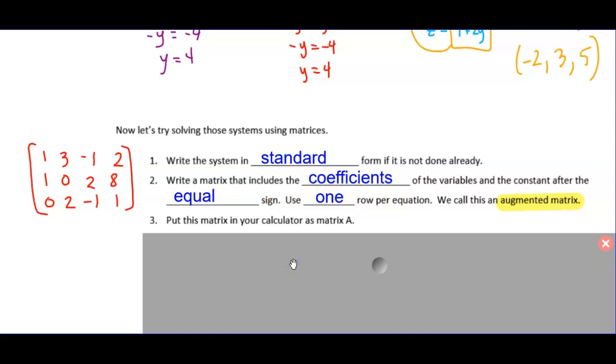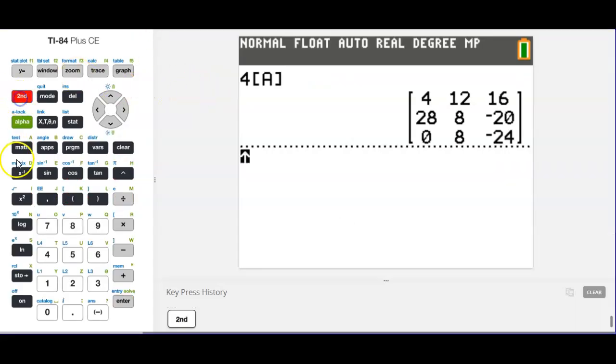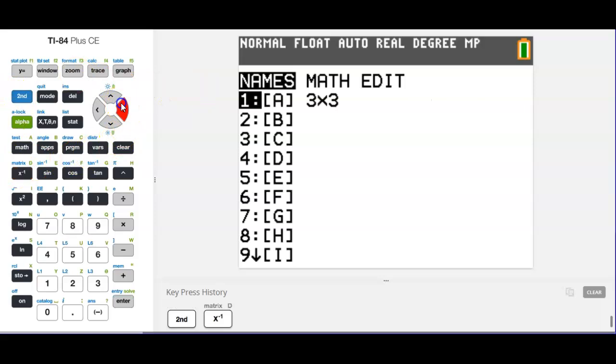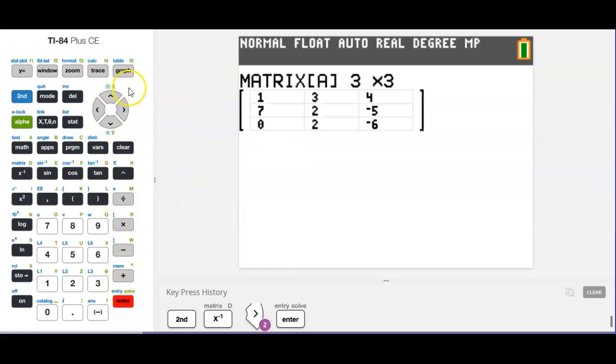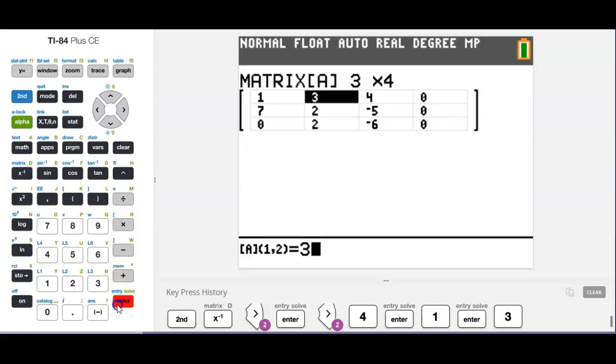So we need to enter that matrix into the calculator as matrix A. So I'm going to go do that now. So I go second matrix, go over to edit and edit matrix A. This is now going to be a 3 by 4. So I edit that, and then I can just put my new entries in. So you have to be very careful with this step, because if you type wrong, the calculator is not going to know it, and it will not be useful.